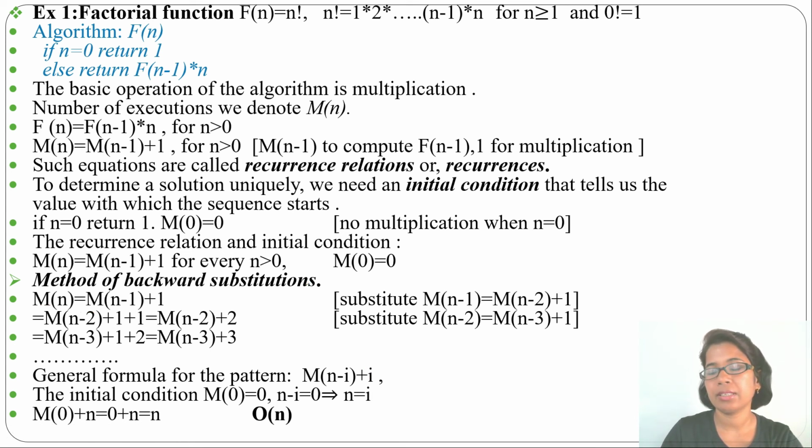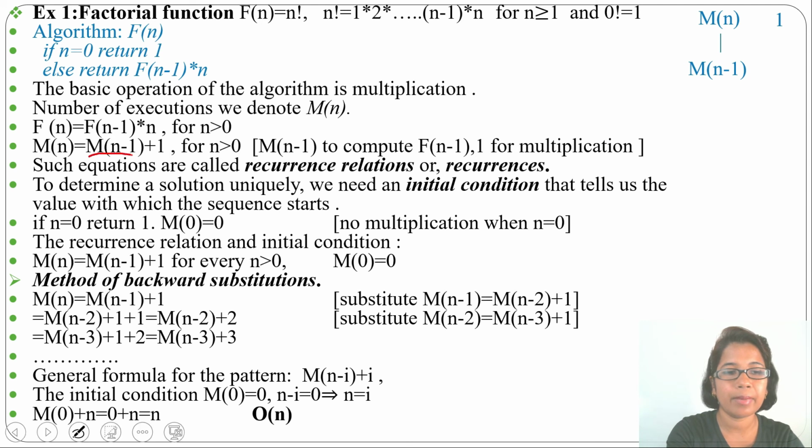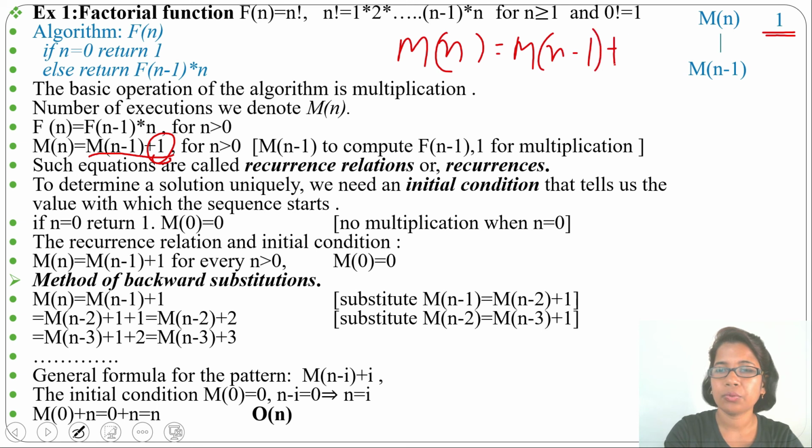Let's see the recursion tree method. From m of n, we'll call m of n minus 1. So how many multiplications are we doing? We are just doing one multiplication, as m of n equals m of n minus 1 plus 1. Here is 1, that's why we are writing 1 here. M of n equals m of n minus 1 plus 1. Due to this 1, we are writing 1 here. We are just doing one multiplication for m of n.